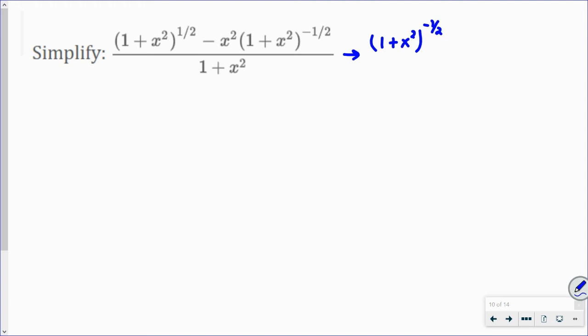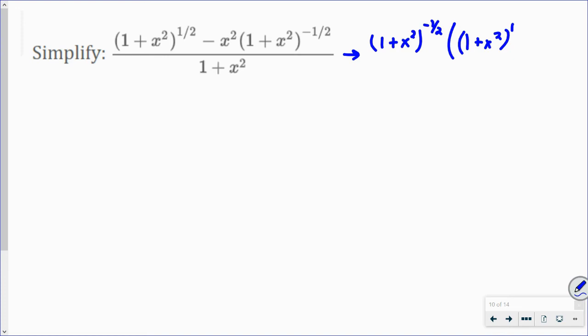So when I take that out, that minus a half, we subtract. So you have a half minus negative a half, which is addition. So you just have a 1. So you have 1 plus x squared to the first. Because you factor that out, you subtract it.